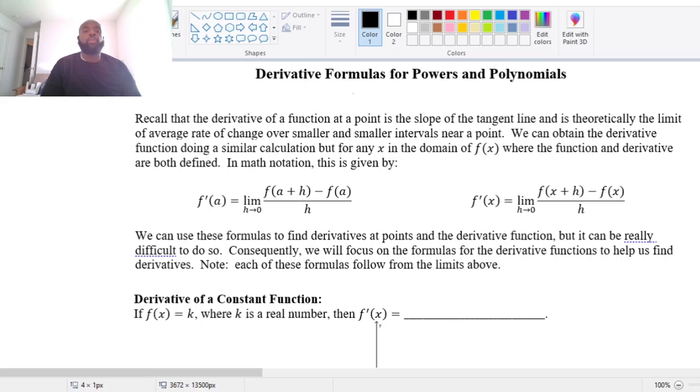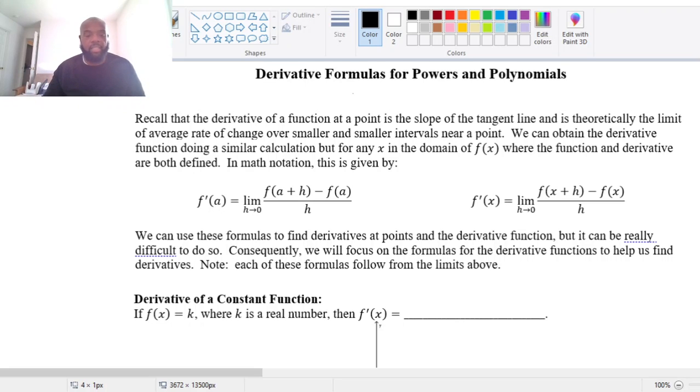What we've done before was we've defined that the derivative of a function at a point gives the slope of the tangent line and is theoretically the limit of your average rate of change of a function. The way we did that limit was to take the average rate of change over shorter and shorter intervals near the point where you want to find your derivative. And so we can obtain the derivative function doing a similar calculation, but for any value of x in the domain of your function, where your function and your derivative are defined. And so I have two things here.